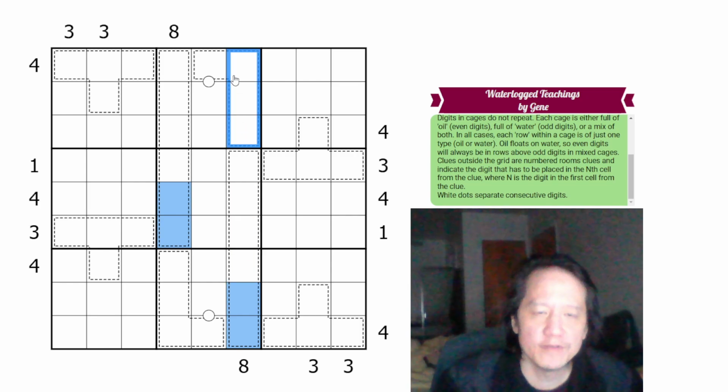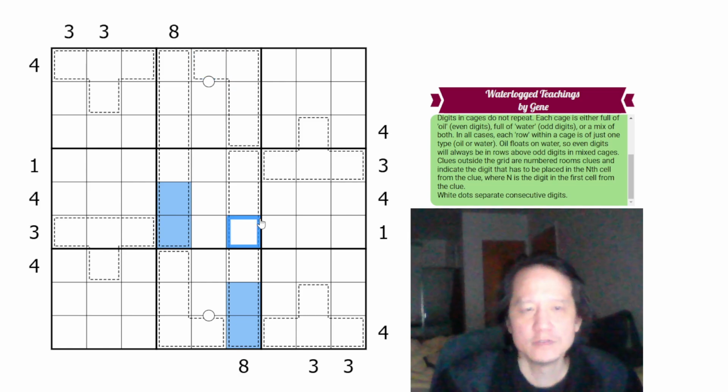There could be 4 evens here. That's possible. This is consecutive with this. So one of these... So yeah, we don't know about that one.